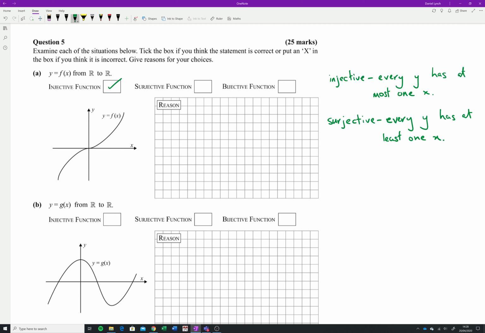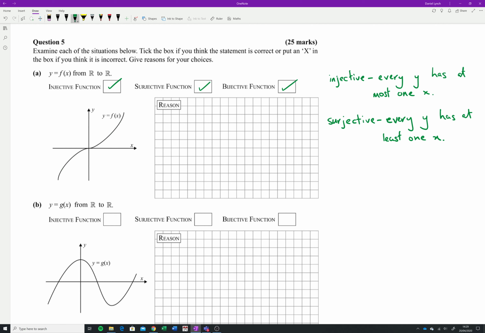injective. So good there. Surjective: every y value has at least one x value. Again, you're going to do a horizontal line, and if you can draw it such that it doesn't hit the graph, then it's not surjective. If it does hit the graph, it is going to be surjective. Every single time we draw a line, it is going to hit our graph. So every single y value is giving us an x value. So it is surjective. If it's both of those, it is bijective.